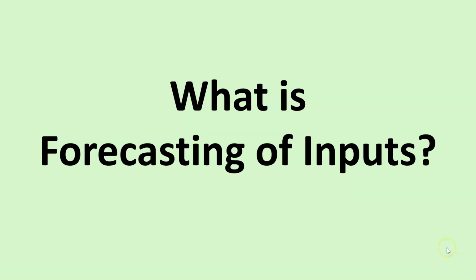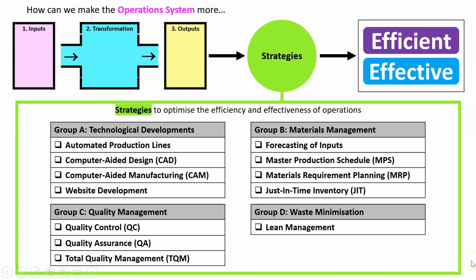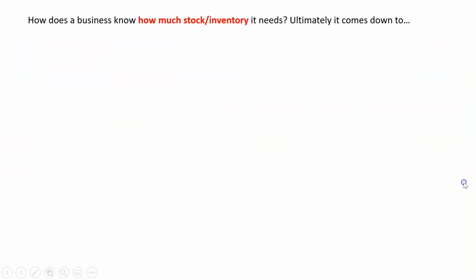Our first materials management strategy is going to be the forecasting of inputs. So this topic is all about how we can make our operation system more efficient and effective. We've got some strategies, and we're looking at materials management and the forecasting of inputs. So what is it? Well, to answer that, we need to take a step back and ask, how does a business know how much stock or inventory it needs?